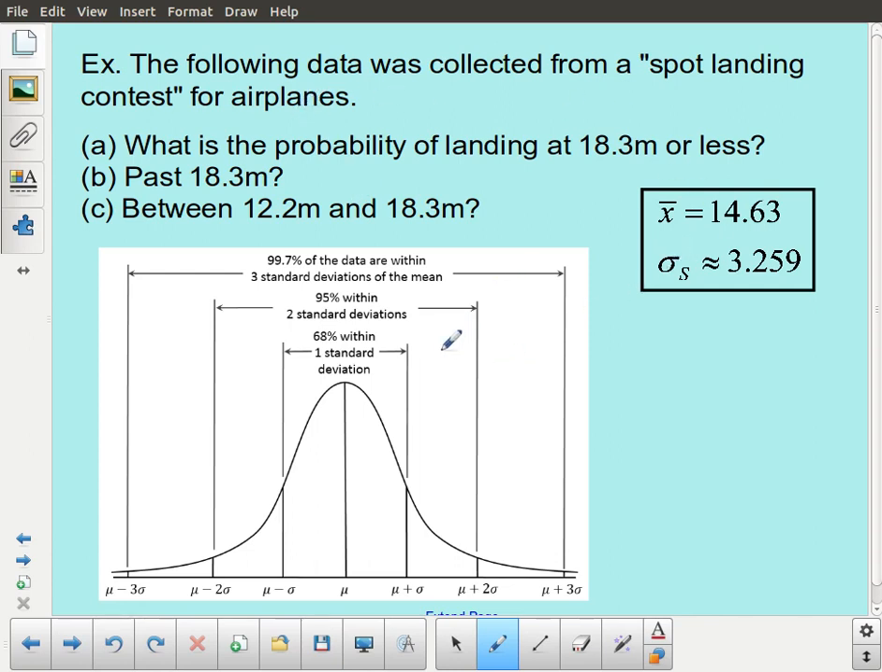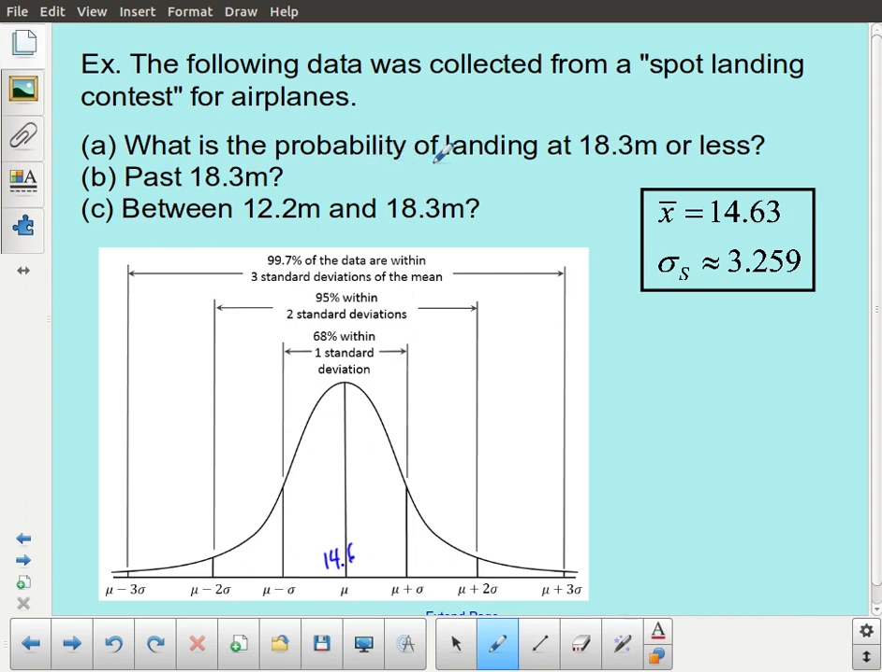So I want to first tie in that data to just the general idea of the graph, because it's actually quite powerful. Without doing any sophisticated calculations here, I'm just going to use this idea of the different percentages, and the idea of being plus or minus some standard deviations. So the mean, 14.63, is going to be this middle part. That's about 14.6. Now let's take a look at what the question actually wants us to figure out.